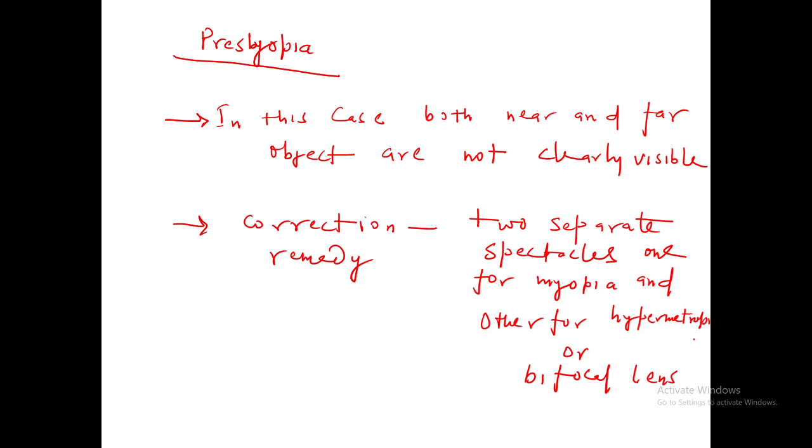And third is, sometimes a person may suffer from both myopia and hypermetropia. In such a case, the defect can be corrected by using spectacles having bifocal lenses such that the lower portion of the bifocal lens is a convex lens so as to focus nearby objects, and the upper portion is a concave lens so as to focus distant objects. Okay, next is astigmatism.